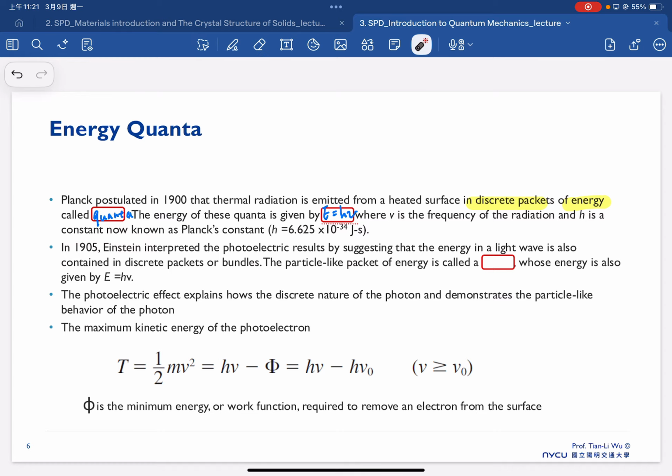So that's a typical equation. And in 1905, Einstein interpreted the photoelectric result by suggesting that energy in the light wave is also contained in discrete packets or bundles, and the particle-like packet of energy is called a photon.